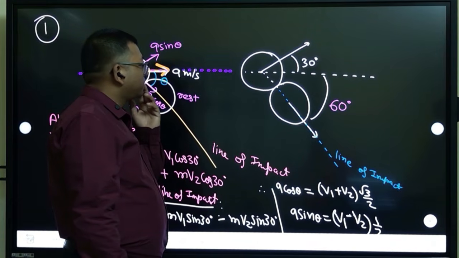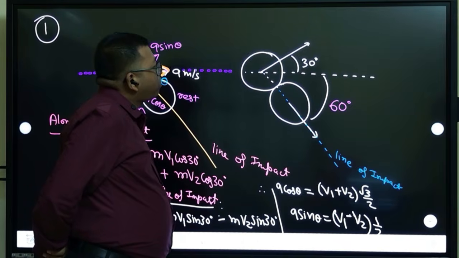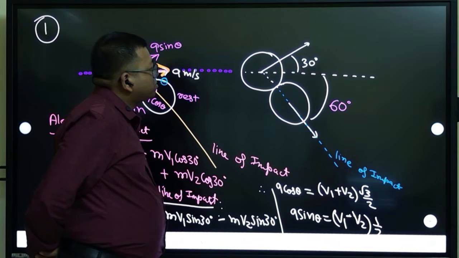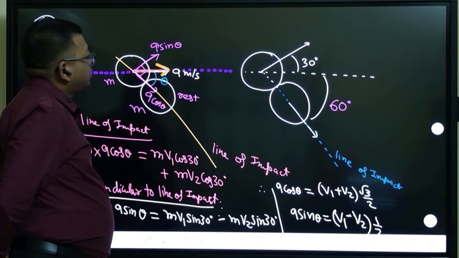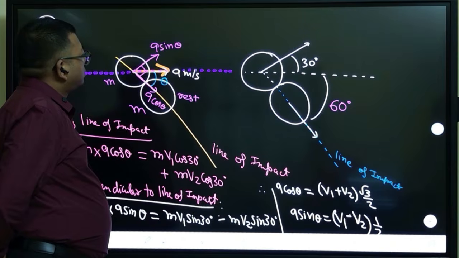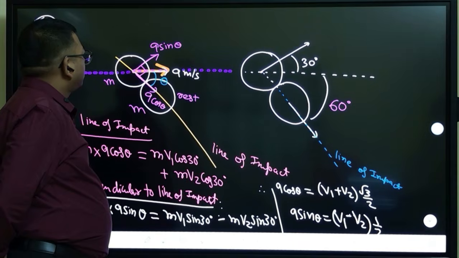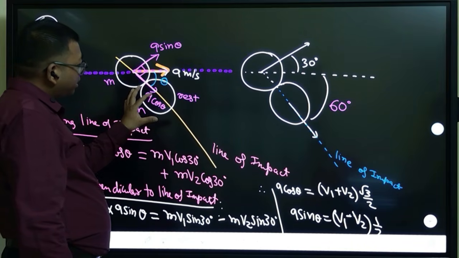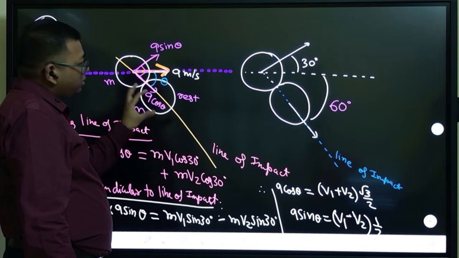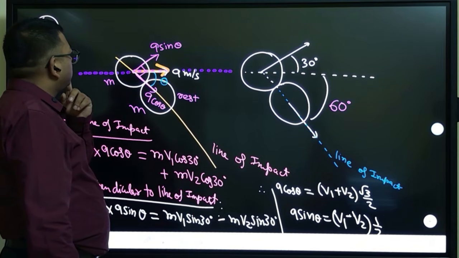No, each cannot be possible. No, they are in the same plane only. They're in the same plane. But if you see this, one of these bodies has to move because it was at rest. If it is moving, then it has to move along the line of impact, which is 60 degree from this first place.